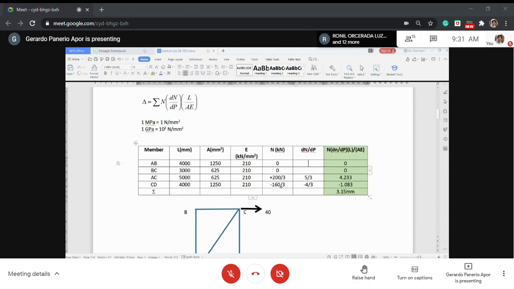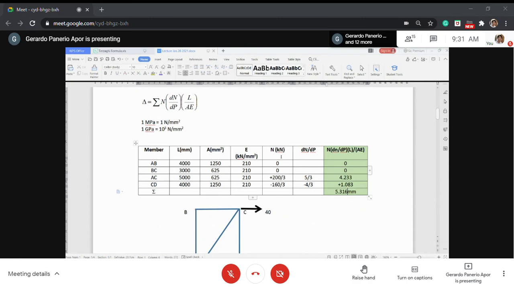Now this is supposedly positive. I missed this. No, this is the correction that I mentioned a while ago. So 4.233 plus 1.083 is 5.316. So that should be the 5.316 in it. So that's the correction I am making. Okay.